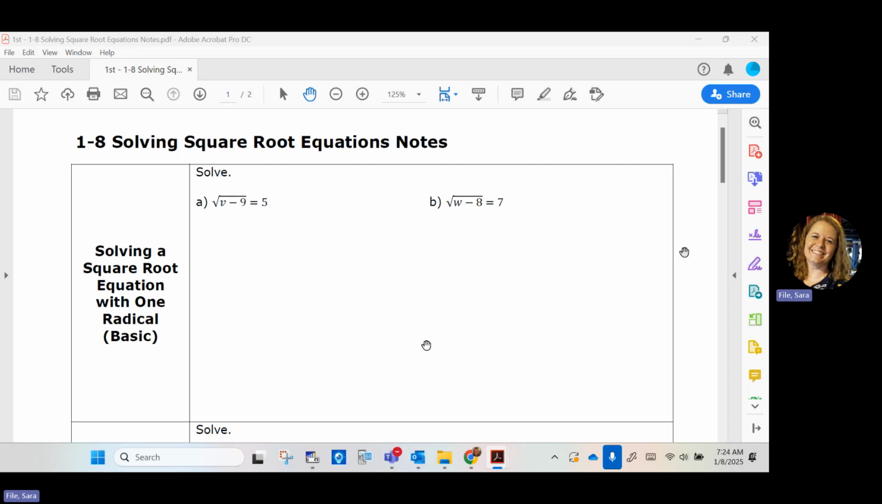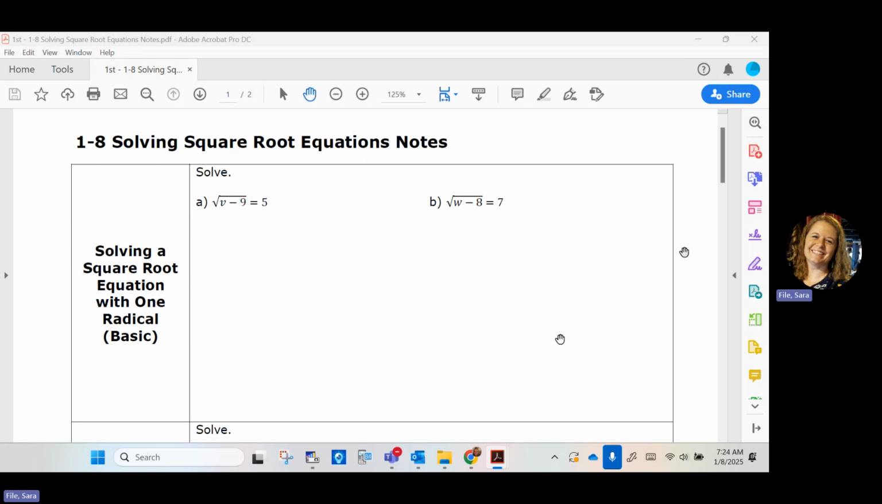Okay, so we're going to look at how to solve. I'm going to show you the algebraic steps for solving square root functions. There's an extra step that we don't always do. I talk about it a lot. I say a way to check your answers.